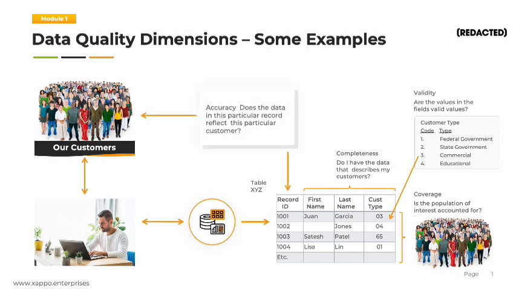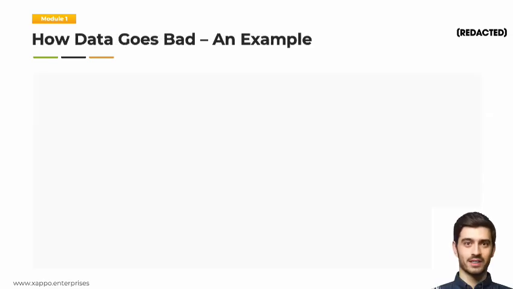Finally, the accuracy dimension tells us if the data in a particular record reflects a particular customer. Is Juan Garcia actually a commercial customer, as indicated by the code 03 in his record? We cannot find that out by profiling our data. We have defined and illustrated data quality. Let's move now into the next section and answer the question, how does data go bad? Or what causes data quality problems in the first place?